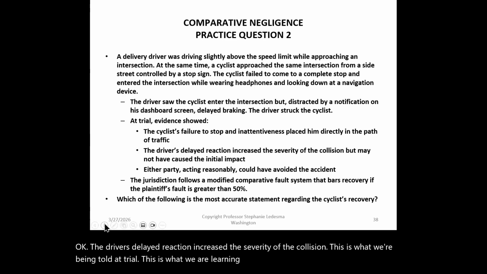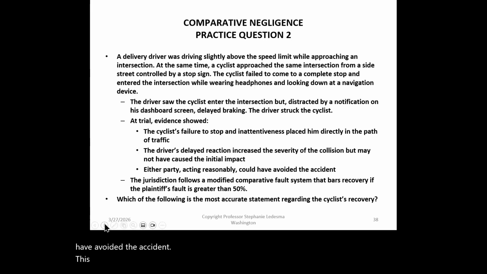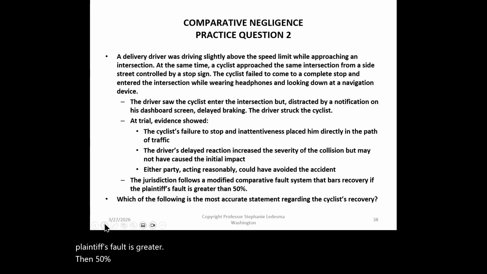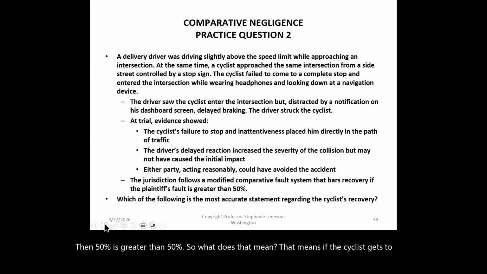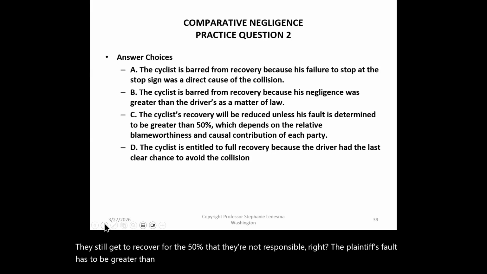Either party acting reasonably could have avoided the accident. This jurisdiction follows a modified comparative fault system that bars recovery if the plaintiff's fault is greater than 50%. So what does that mean? That means if the cyclist gets to 50%, they still get to recover for the 50% that they're not responsible for, right? The plaintiff's fault has to be greater than 50%. Let's go through the choices.